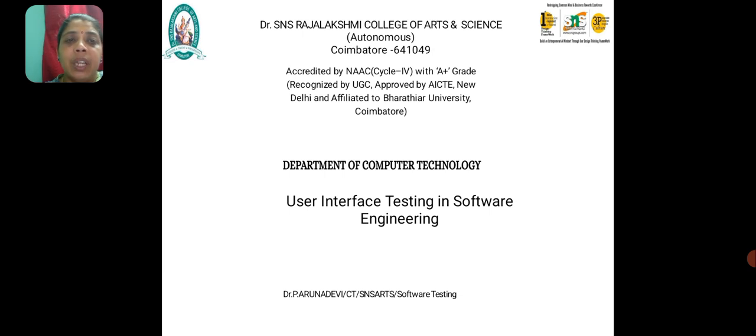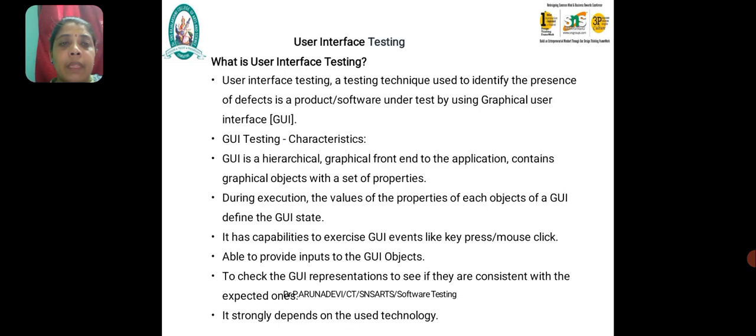So today we are going to see about user interface testing in software engineering. It plays an important role in the software testing process. There should be interaction between the user and the interfaces. So how the system and the user can interact with each other, what are the benefits they have to face, and what are the different types they are using. We are going to see about user interface testing.